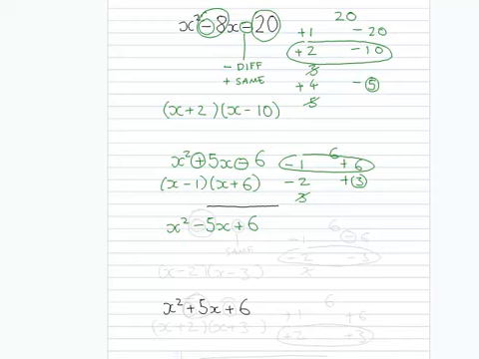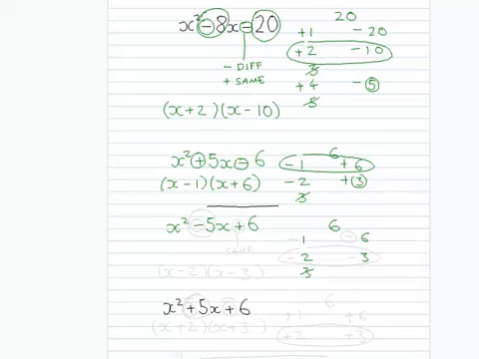I'm going to show you how to factorize quadratics. So let's look at another example here. So again we take the 6 and we find the factors of 6. 1 goes into 6 6 times, 2 goes into 6 3 times, 3 we've already had, so we found all the factors.